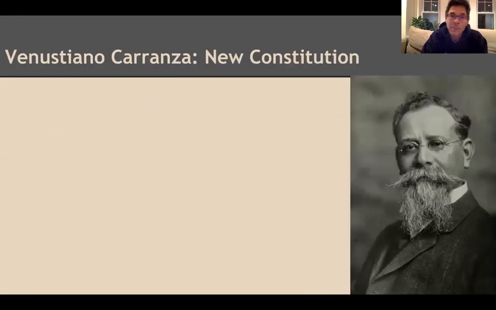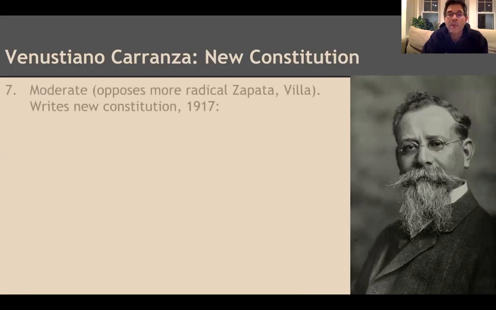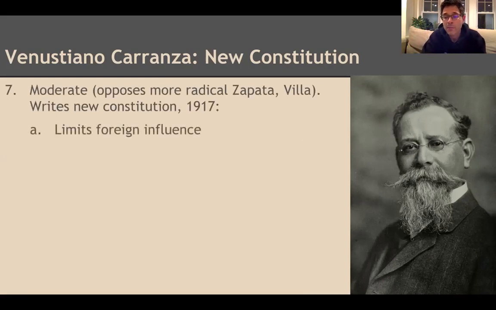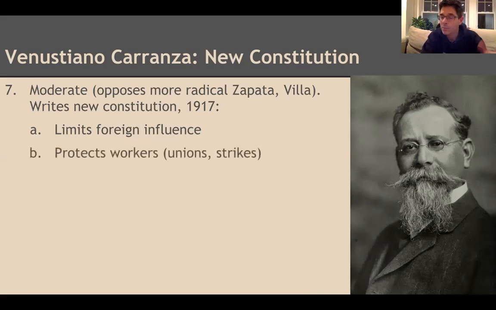Now, you don't have to know this guy's name, Carranza, except that he wrote the new Constitution of Mexico in 1917, so towards the end of the military period. All right, this Constitution, although he himself was a pretty moderate guy, he was against Zapata, who was too radical for him, against Pancho Villa, nevertheless wrote a fairly progressive constitution. Number one, it would try to put a check or a limit on foreign influence like the United States, which we'll get back to. He wanted to protect workers and establish better protections for unions. And he allowed peasants to claim lands that were not in use.